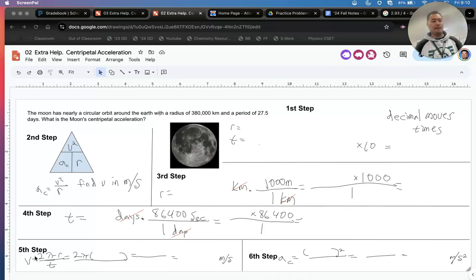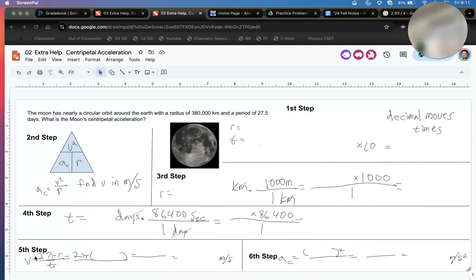The moon has a nearly circular orbit around the Earth with a radius of 380,000 kilometers and a period of 27.5 days. What is the moon?